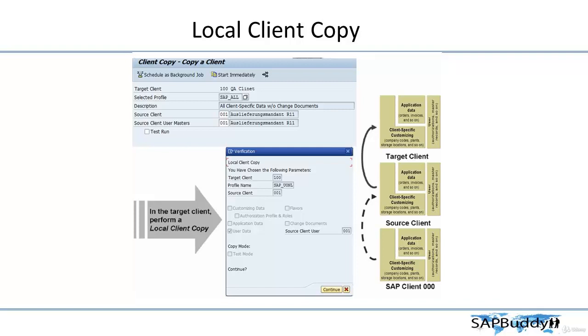However, client 001 you can use as a productive client, but in the ideal scenario we do not use that one. The reason is that it's actually a copy of client 000. So you can still use it if you want. However, SAP recommends you create a new client from client 000 for your productive environment.